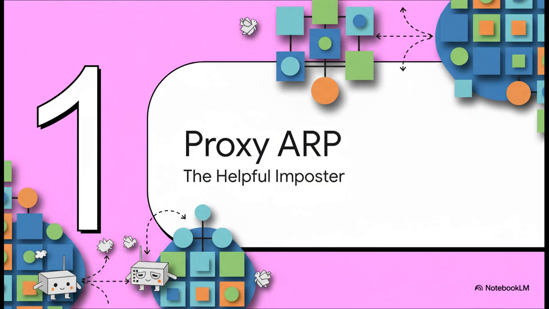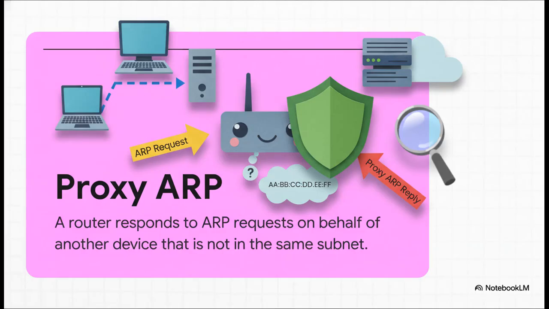Well, the answer is a really slick technique called Proxy ARP. It's sometimes nicknamed the helpful imposter, and you're about to see exactly why. It's a trick that routers use to make communication feel totally seamless, even when it's happening across totally separate networks. So here's the absolute key to understanding this. Proxy ARP is when a router basically steps in and says, don't worry, I'll handle that. When one of your devices sends out a request asking for the physical MAC address of another machine, and that machine isn't actually local, the router jumps in, intercepts that request, and answers for the remote device.